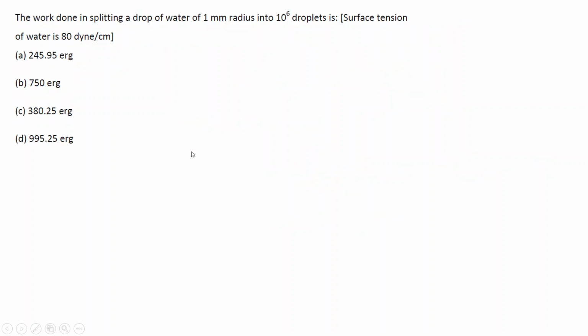Now the next question, the work done in splitting a drop of water. Here we are dealing with a water drop. Again, it has only one surface. So work done in splitting a drop of water of 1 mm radius. The radius is 1 millimeter. Again, everything is in CGS unit, so no need to convert, but we will convert it to centimeter because this is CGS. CGS unit means centimeter, gram, second. So we'll convert it into centimeter, means 0.1 centimeter.